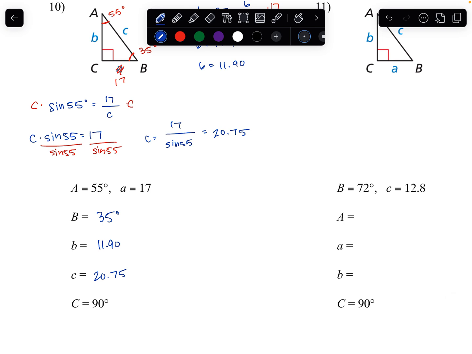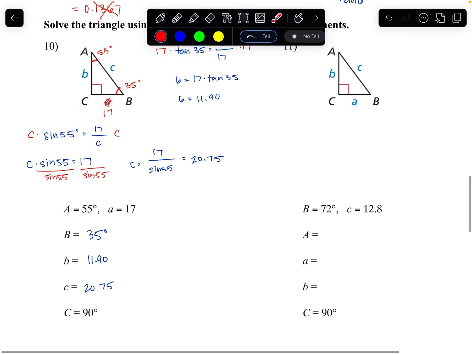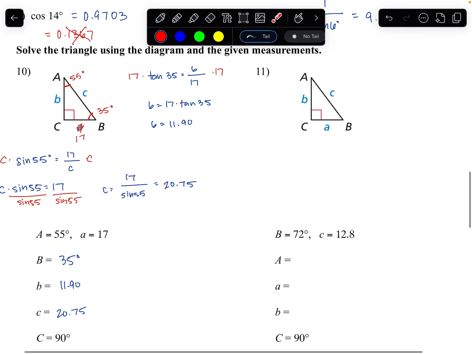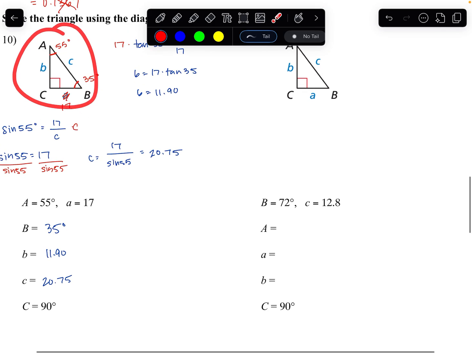11.90. Now, you guys might think, wait a minute, these don't look like they're proportional, and they're definitely not. So don't try and read them as proportional, okay? Or that it's to scale, I guess I should say.